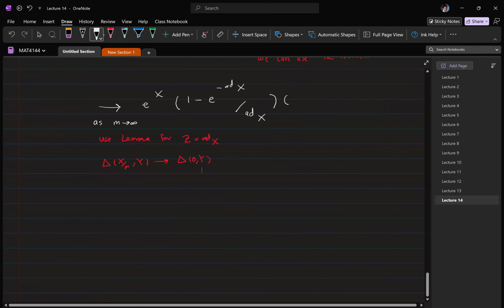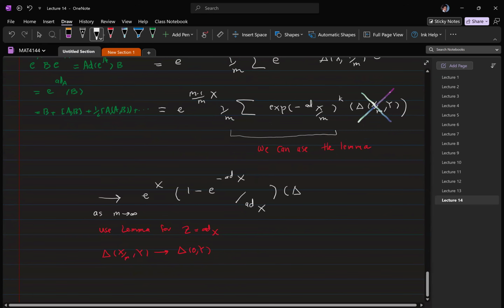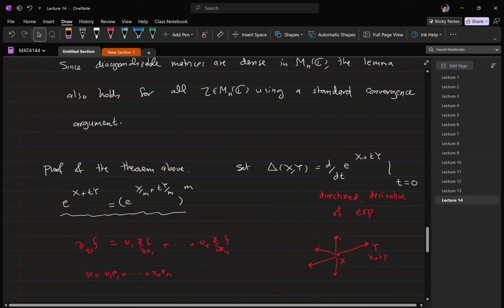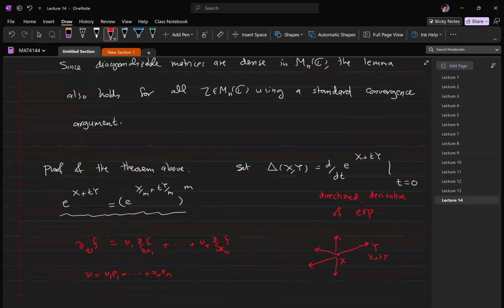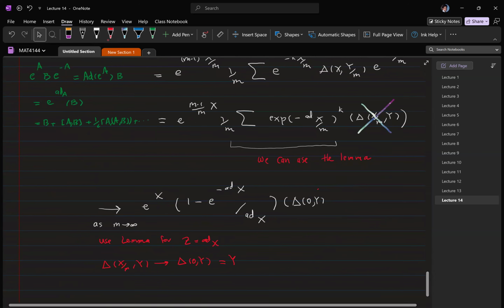So now here, instead of this delta x over m, y, in the limit I could just put delta 0 y, which is just y. If you come back to the definition, what is delta 0 y? This means now I can set x equal to 0. This is just a derivative of the exponential function. It's the identity map, which is evaluated at y, so it's just y. All right, so now I can also replace this by y.